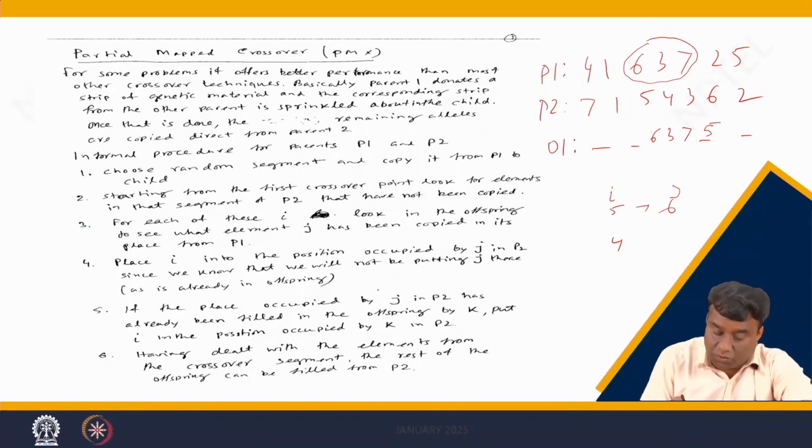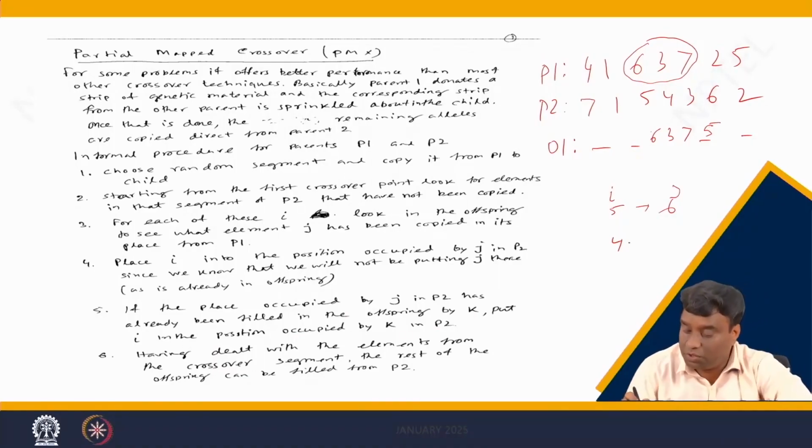Okay, so now if the place of J is occupied, already been filled in the offspring by K, put I in the position occupied by K in P2. So in the place of 4, 3 is already occupied. So here I is 4, J is 3. So in the place of J, what position is that? 7.